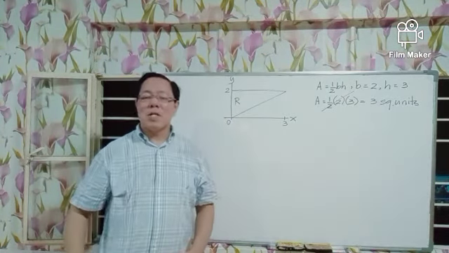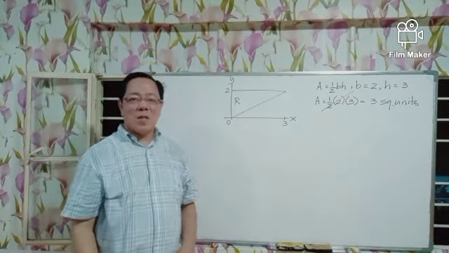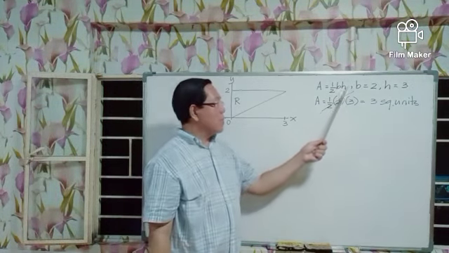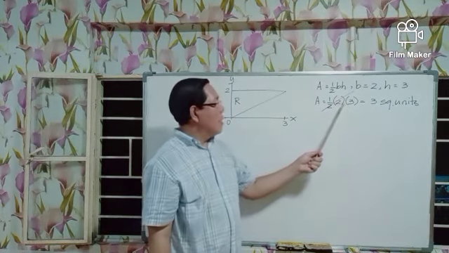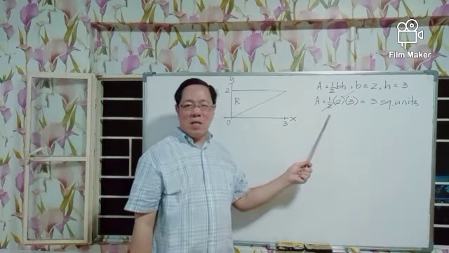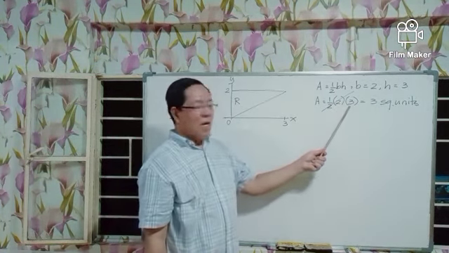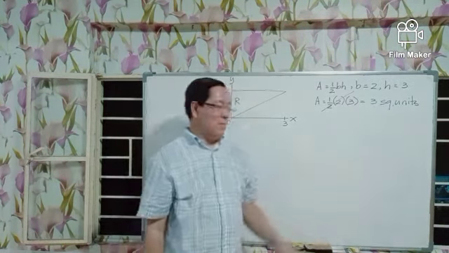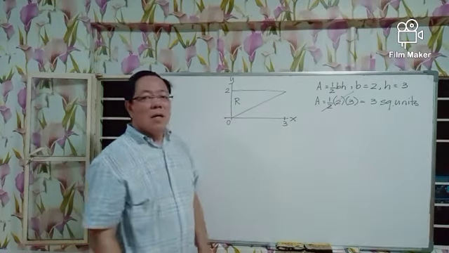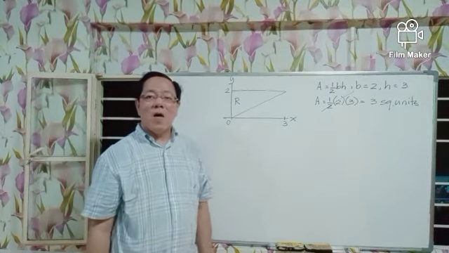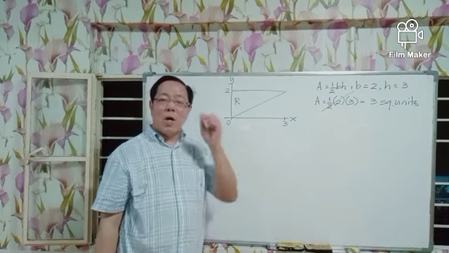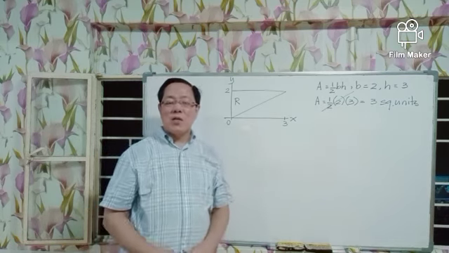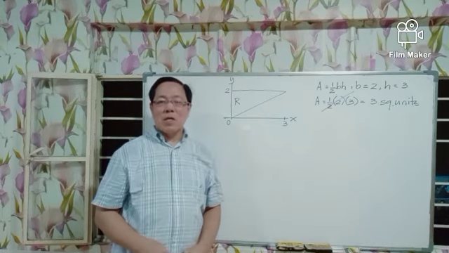And substituting the values of the base and the height of the right triangle, we get 1/2 multiplied by the base, 2 units, multiplied by the height, 3 units. But 2 and 2 will cancel out. Therefore, the area of this region R is 3 square units. And to find the area of a region in the xy plane, this is the formula that you will use using double integration.